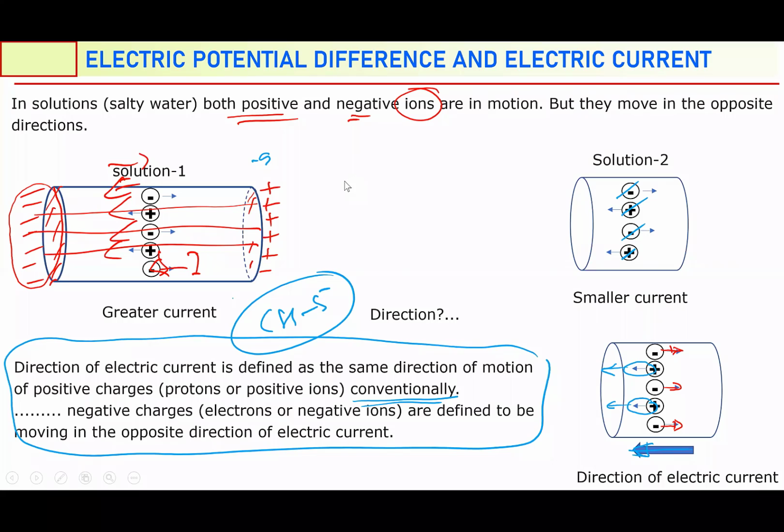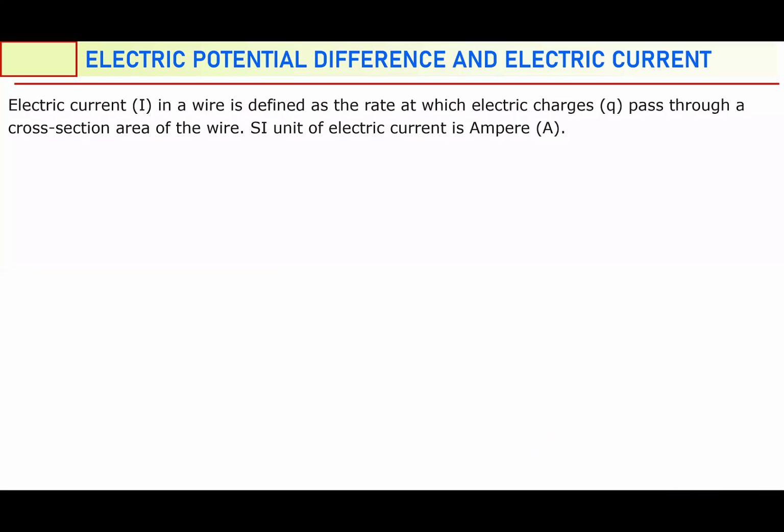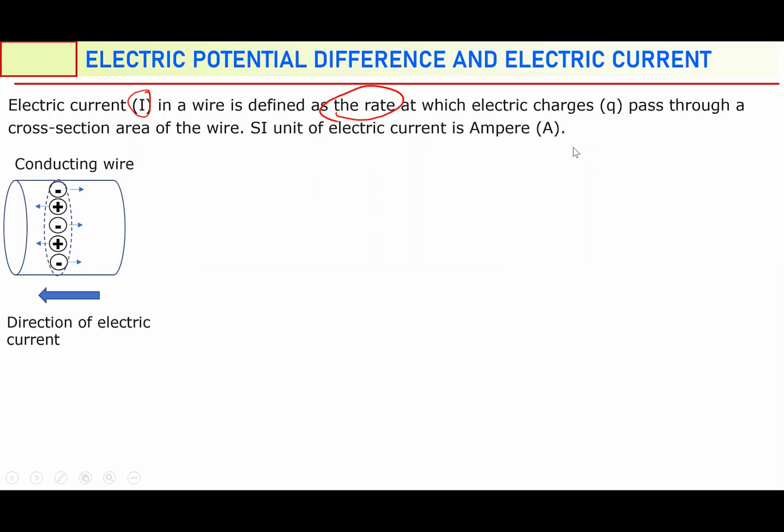Now, I will calculate electric current. This is the definition of electric current. The symbol is capital I. Electric current I in a wire is defined as the rate, again we met this, the rate, divided by time interval. Something will be divided by the time interval. It is the rate at which electric charge Q passes through a cross-section area of a wire. So, Q divided by delta t, in fact. The SI unit of electric current is the ampere. It is named after one of the scientists, André-Marie Ampère.